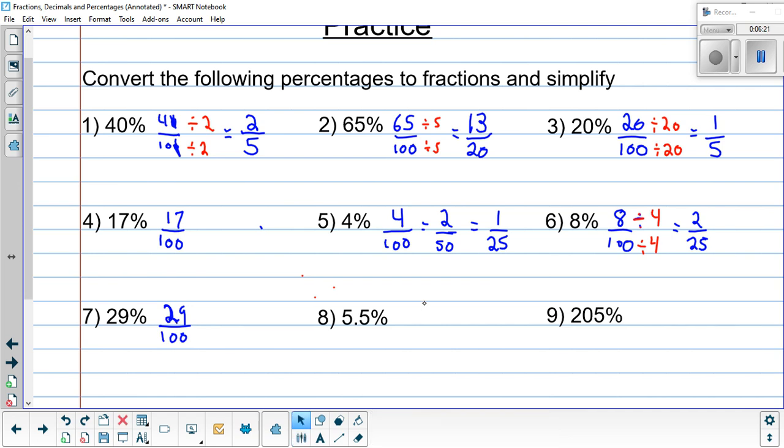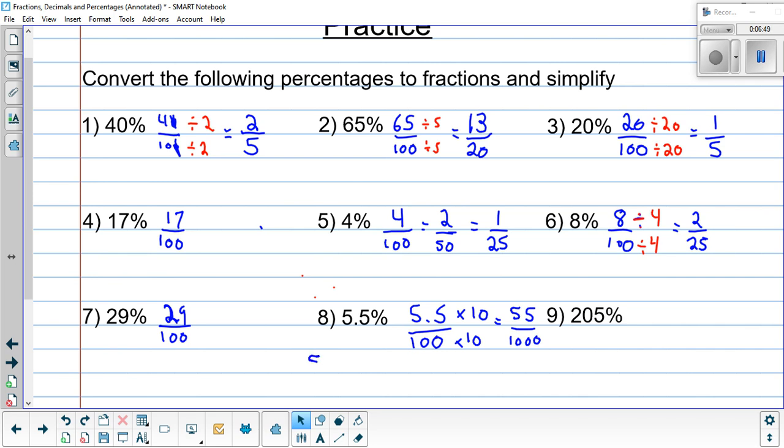5.5, so 5.5 over 100. Well, we have a decimal within a fraction, and that's a no-no. So how do we get rid of this? If we times the top by 10, we can get rid of that, and it'll be 55. That gets rid of it. But because we did that, we have to find the equivalent bottom, so we have to times by 10, and we get 55 over 1,000.